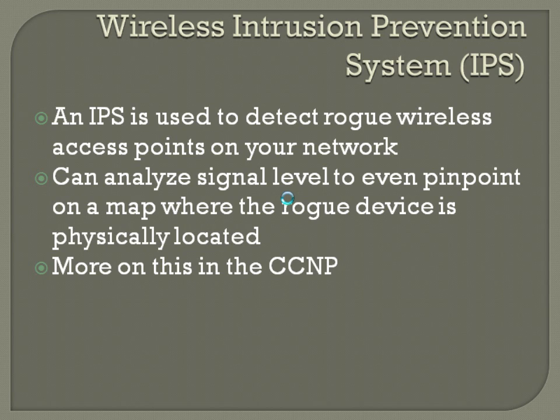It can analyze signal levels to even pinpoint on a map where the rogue device is physically located. There's a lot more about this on the CCNP, but the tools for the IPS are actually really cool, as far as mapping out your full network, showing where all the access points are, and then really being able to tell you, within about 10 feet, where any rogue access points are located.